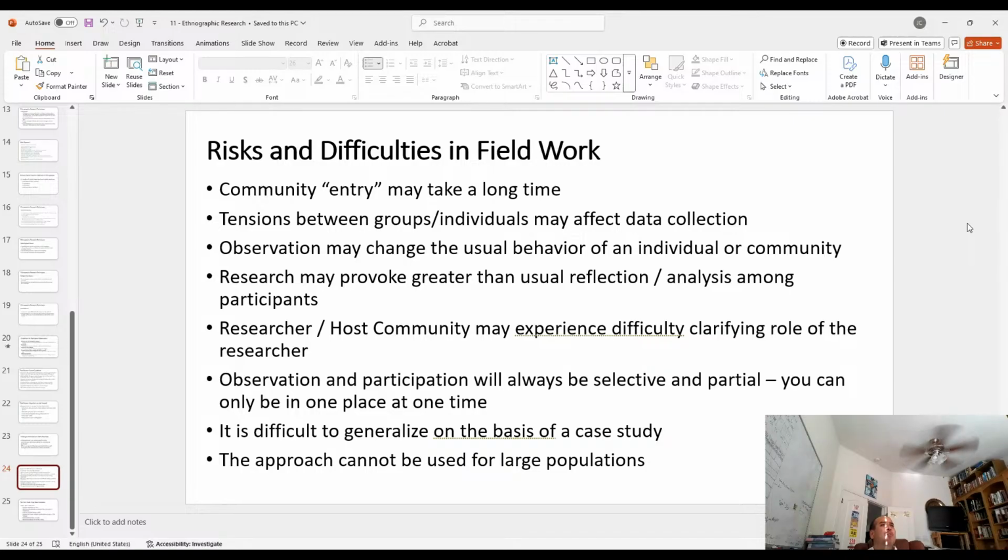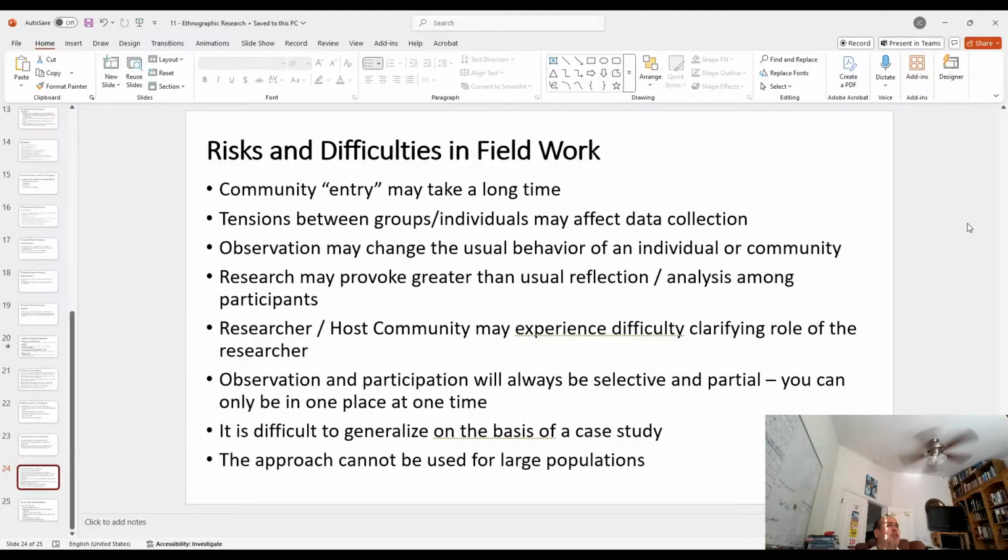Observations may change the usual behavior. The researcher may provoke greater than usual reflection and analysis, right? Because you're there, they feel that they may have to act a certain way. The host community may experience difficulty clarifying the roles of the researcher. Again, are you an active participant? Are you a passive participant? Right? It may be one thing one day and another the next day sometimes.